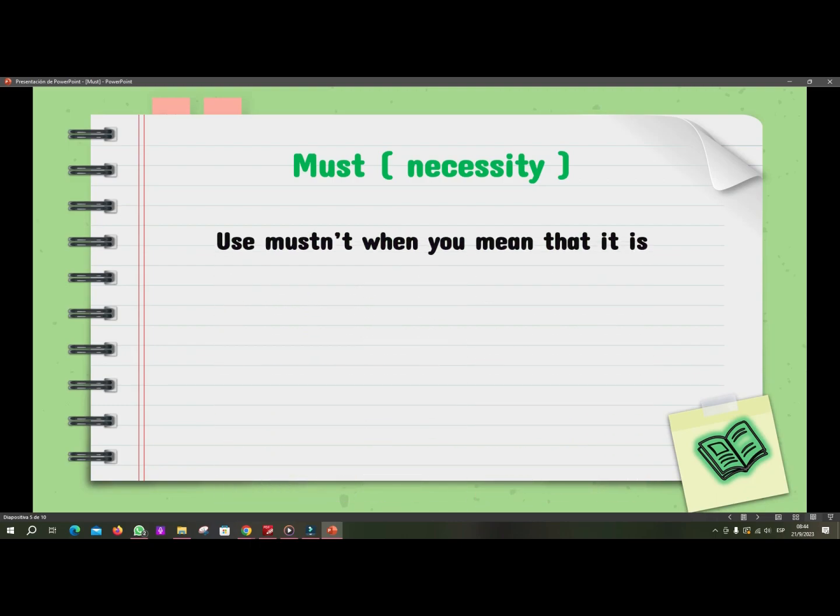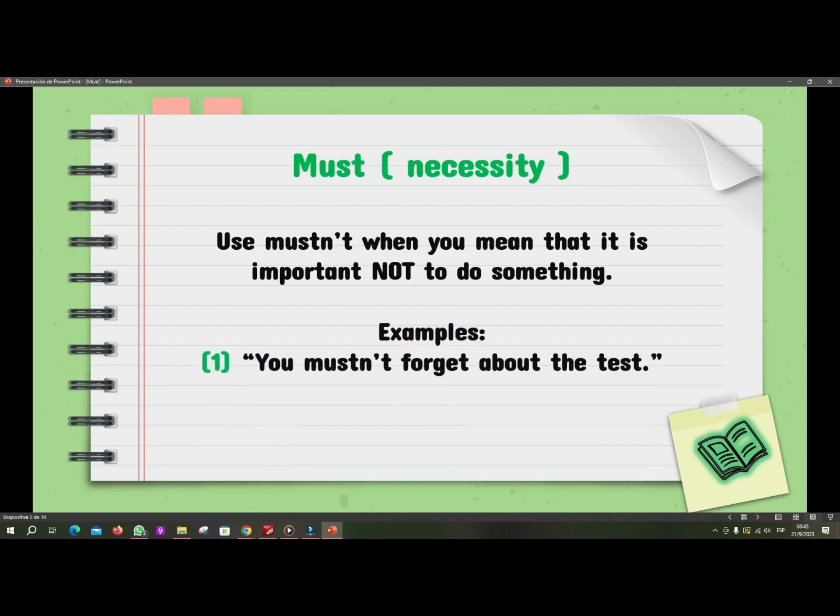Also, we can use mustn't when you mean that it is important not to do something. For example, you mustn't forget about the test. You mustn't drive too fast.